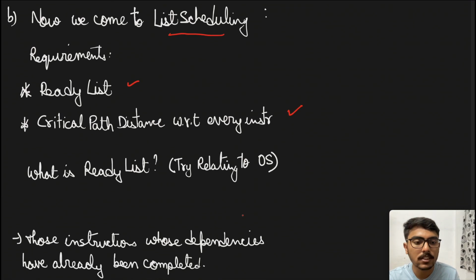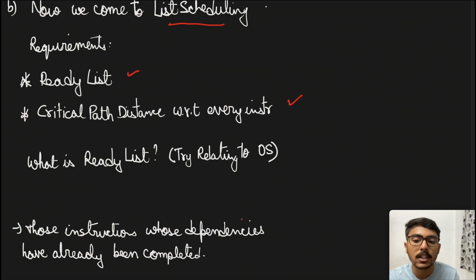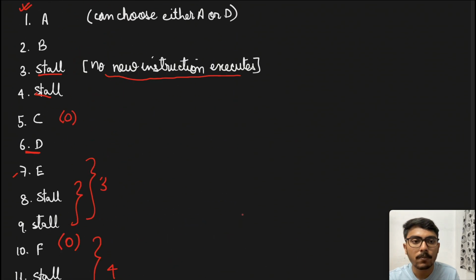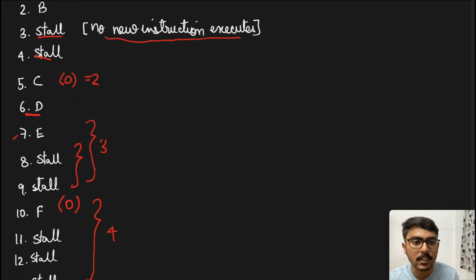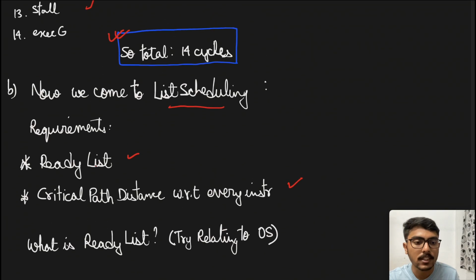The ready list is those instructions whose dependencies have already been completed. So suppose we have A, right? Its dependency is already 0, so it can be put into the ready list. But in the beginning, C has dependency 2, so it cannot be put into the ready list, right? Because it has dependencies that are not yet completed. Perfect. Now we have understood what the ready list is and how we need to populate it.